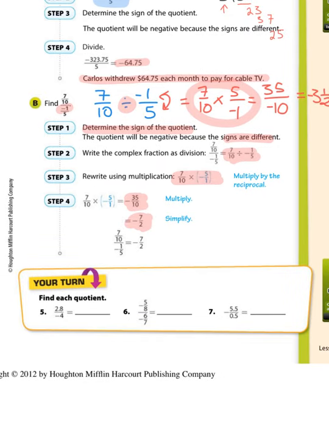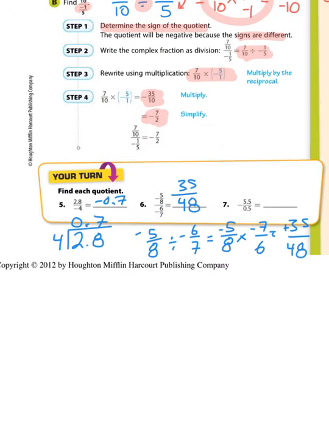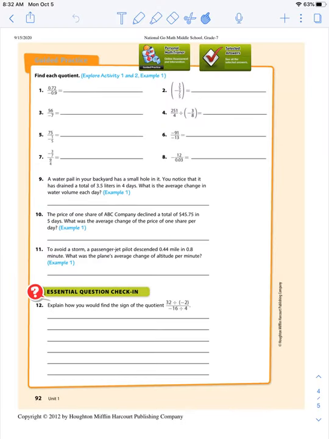Check back to see if you got it right. All right, there you go. There are your answers, negative 0.7. And then number 6, we have a negative divided by a negative, so our answer will be positive 35/48. All right, your homework today is to do numbers 1 through 11 odd.